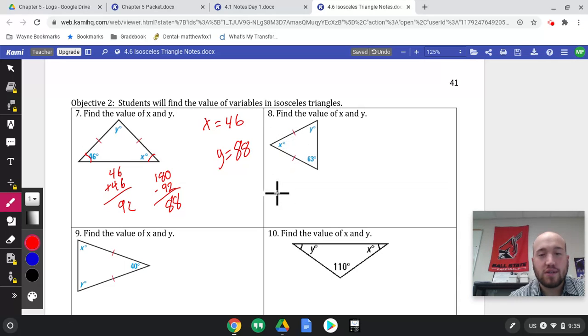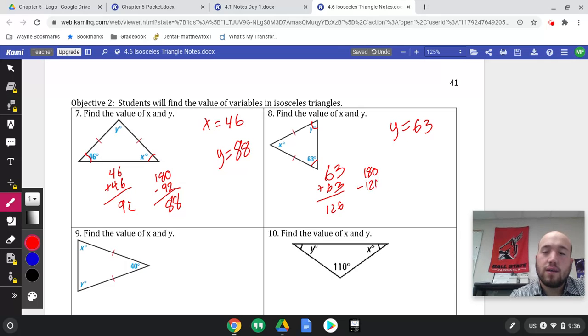So this one's isosceles because there are two marks that are the same. So we go across, so this one is the same as this one. So y we know is 63, which tells us now that if I add 63 plus 63, I'll get 126. I can take 180 minus that, and I will get 54, and that is my value of x.